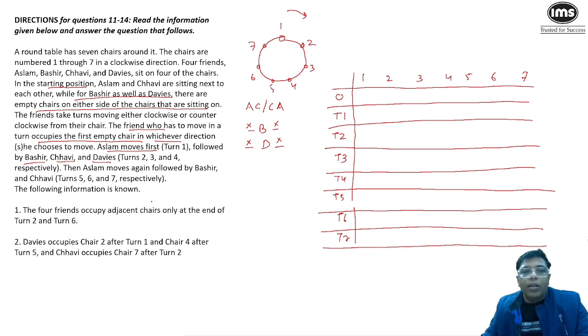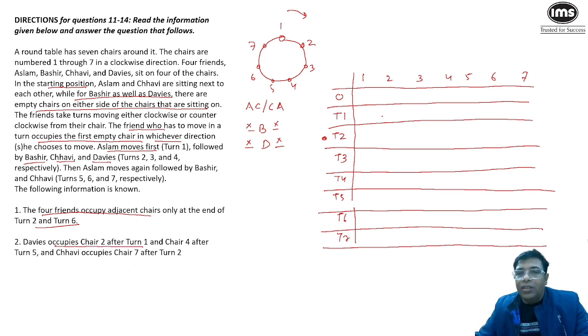Okay. Now let's read the point or information in the set. The 4 friends occupy adjacent chairs only at the end of turn 2. So after turn 2, all the 4 friends will be sitting at adjacent chairs. So maybe originally or in turn 1, all the 4 friends are not occupying adjacent chairs, and the same is true for turn 3, 4 and 5. In turn 6, again they will occupy adjacent chairs. Okay. Devis occupies chair 2 after turn 1.